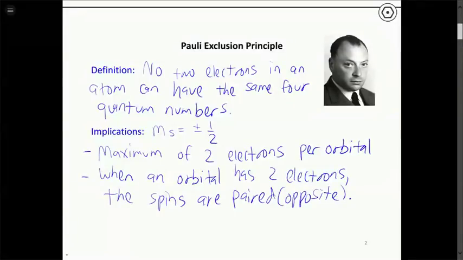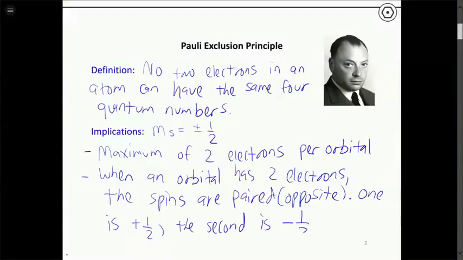When you have 2 electrons in an orbital, one is going to be spin up, or plus 1/2 for that m sub s value, and the second electron has to be the opposite of that to satisfy the Pauli exclusion principle. So that's the implication of the Pauli exclusion principle when it comes to counting the maximum number of electrons that can go in an orbital. It just ends up being 2.